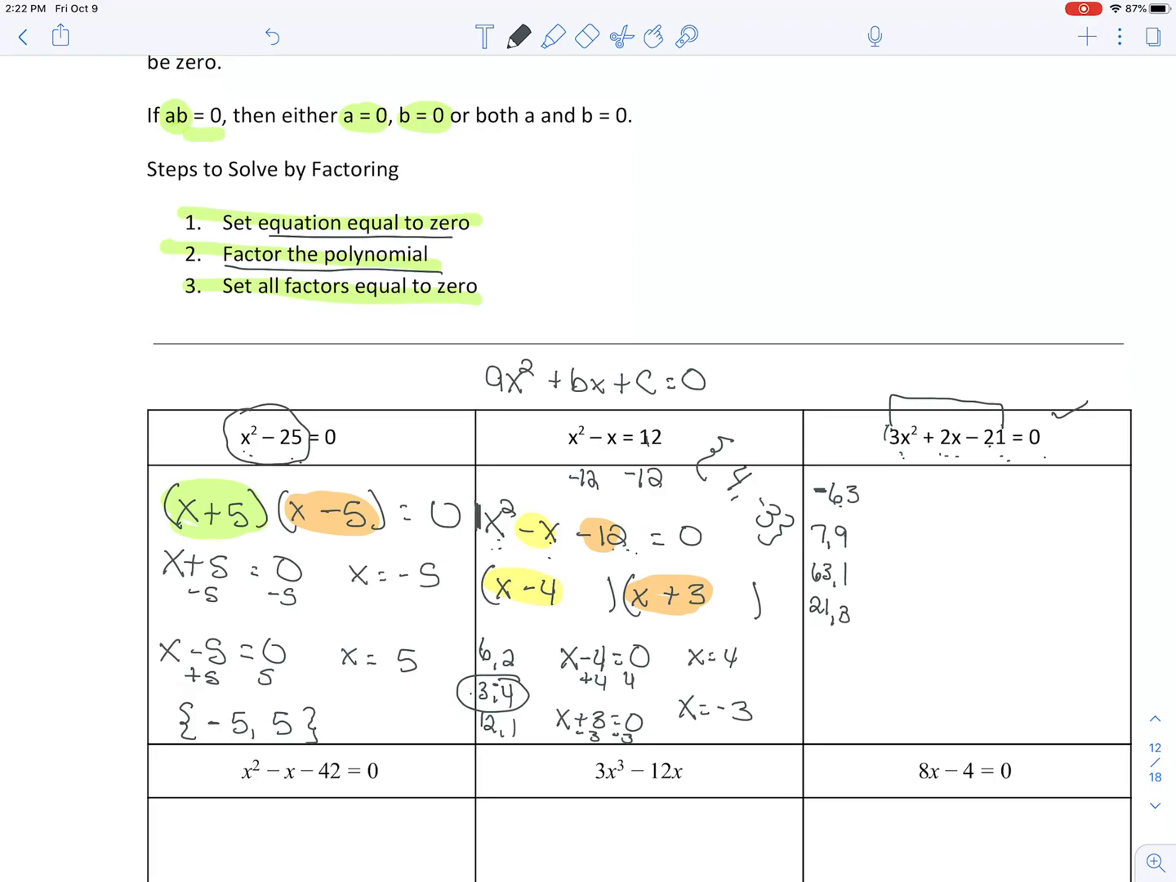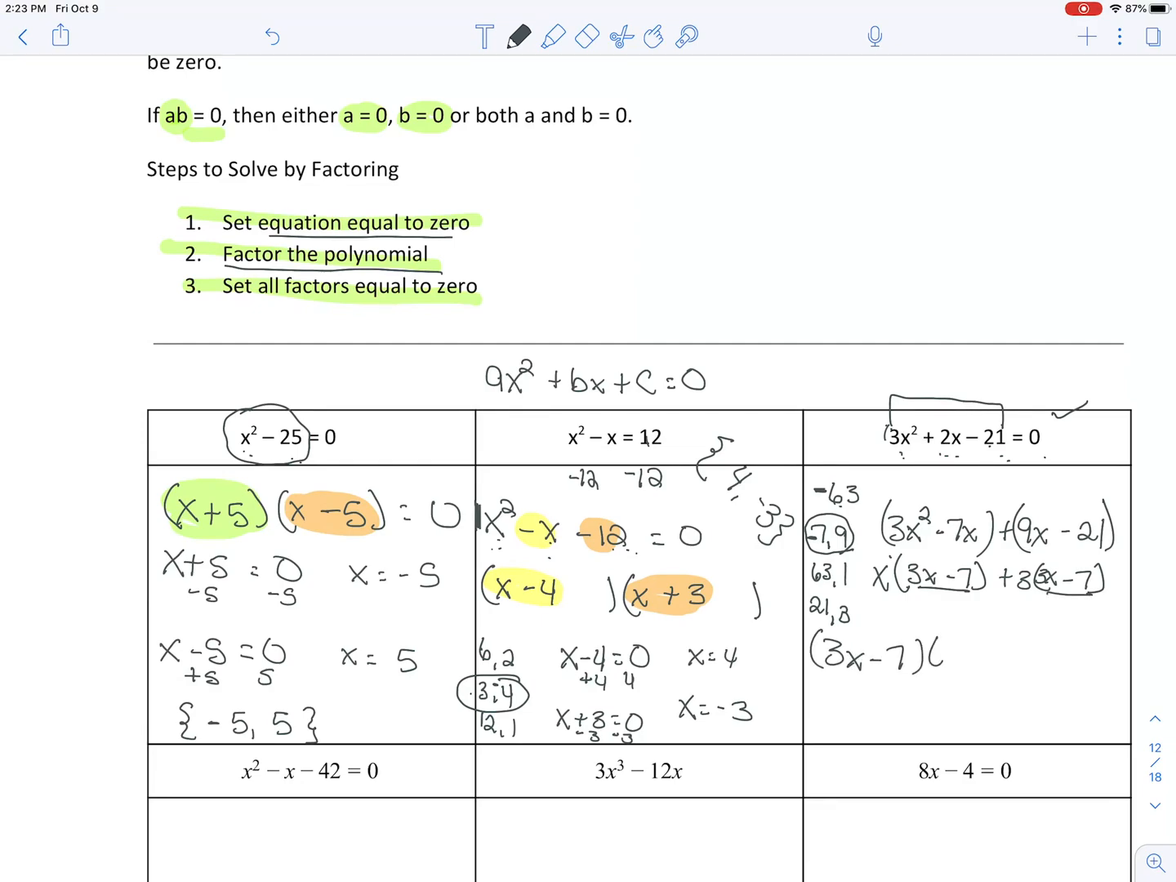The other pairs are 63 and 1, 21 and 3, but if I want to get 2 in the middle, 7 and 9 is my best bet. I want the 2 to be positive, so that means the 7 has to be negative. This gives me 3x squared minus 7x plus 9x minus 21. I factor by grouping. I factor out an x and I'm left with 3x minus 7. I factor out a 3 and I'm left with x minus 7, 3x minus 7. Now we're cooking with beans.